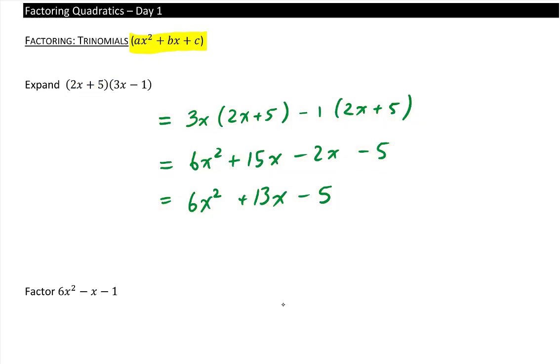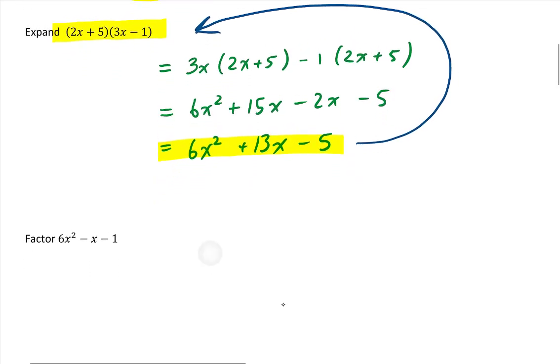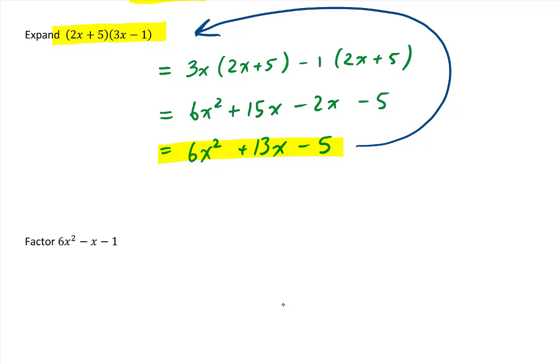So today we're going to look at going from our standard form all the way back to factored form. So starting here and getting all the way back to here. So let's do this by working on an example. So the first example we want to look at is 6x squared minus x minus 1.